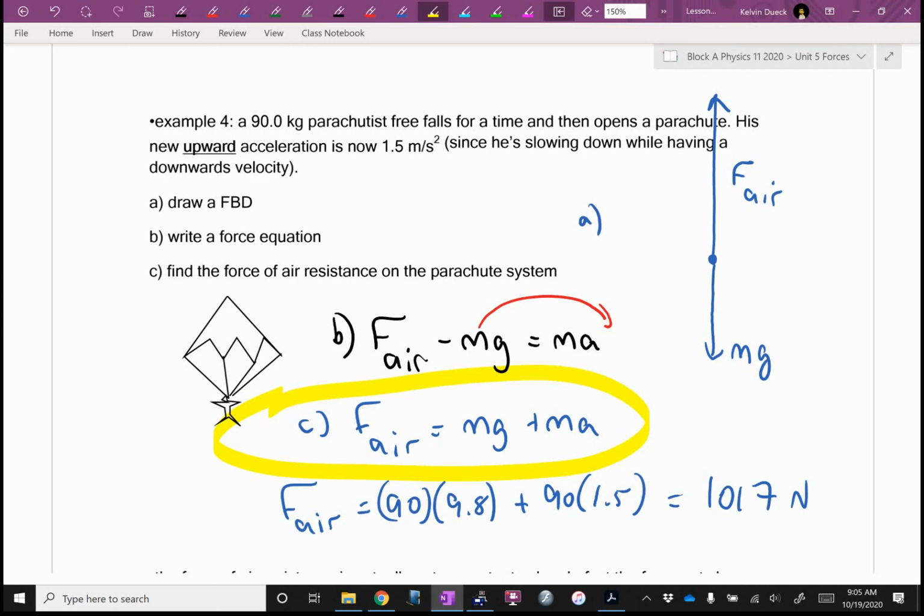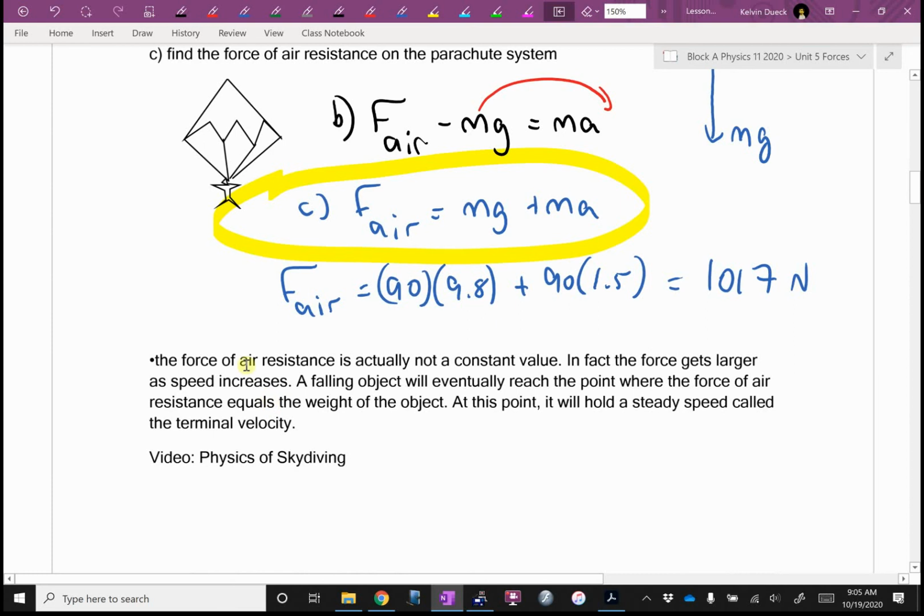I think I have a short video on the physics of skydiving, do I not? Oh, yes, I do. So the reason air resistance is so tricky is it's not a constant value. The force gets larger as speed increases. A falling object will eventually reach a point where the force of air resistance equals the weight of the object, and there it will hold a steady speed that we call terminal velocity. I don't think I'm going to test you on that term, but it's a nice physics term to have in your back pocket.